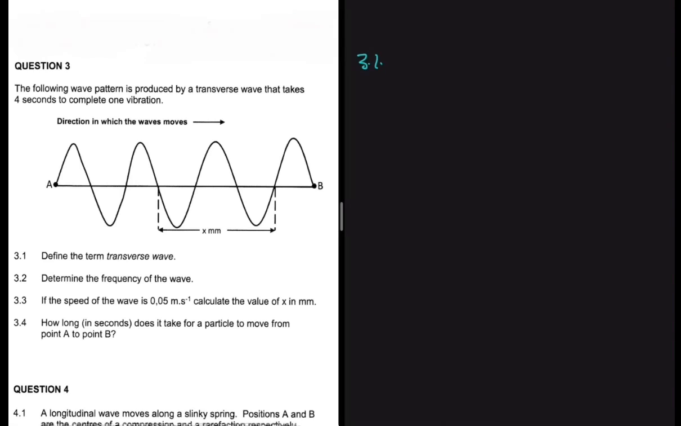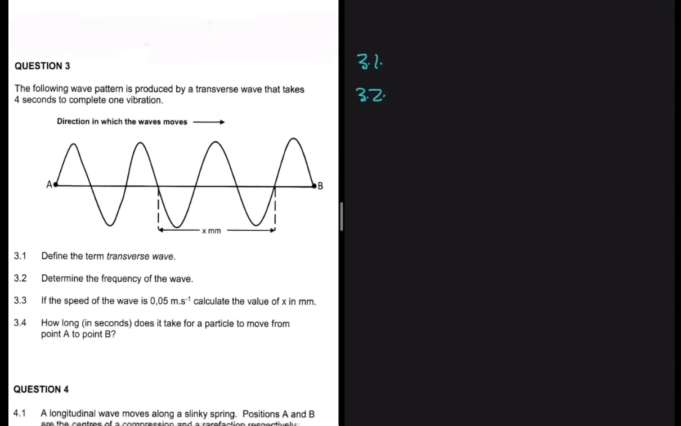As you can see here on the left hand side, the particles are going up and down while the transverse wave moves from A to B. So they're moving at right angles to the direction of the motion. So that's the definition for a transverse wave. And then 3.2 says let's determine the frequency of the wave.